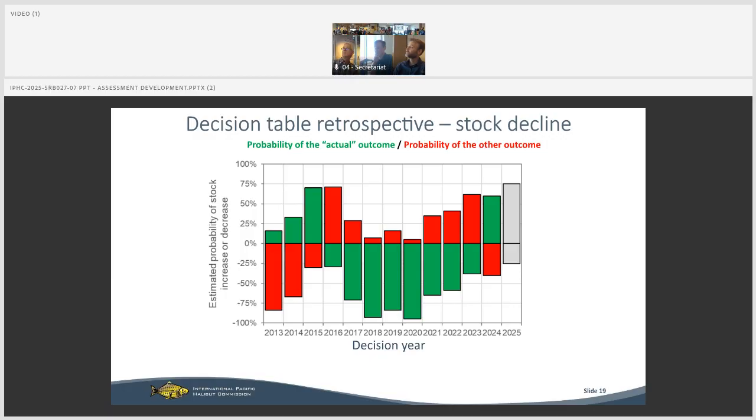So in 2016, you can see there's a pretty large red bar above the line, and that corresponds to a pretty high probability estimated at the time that the stock was going to increase for another year. But in fact, no, I got it backwards. Let me go back one.